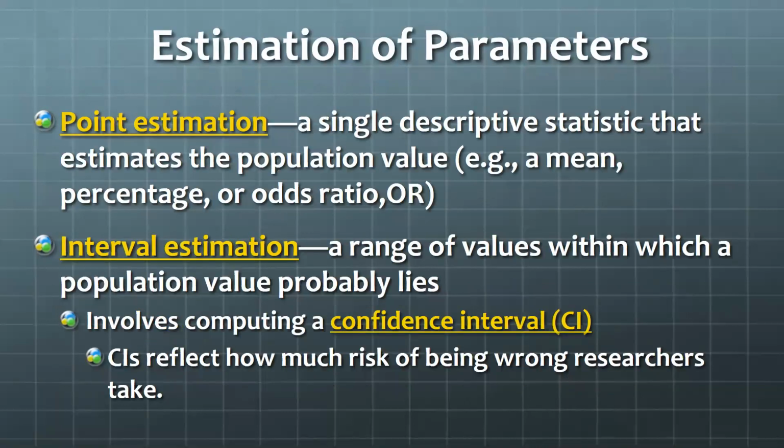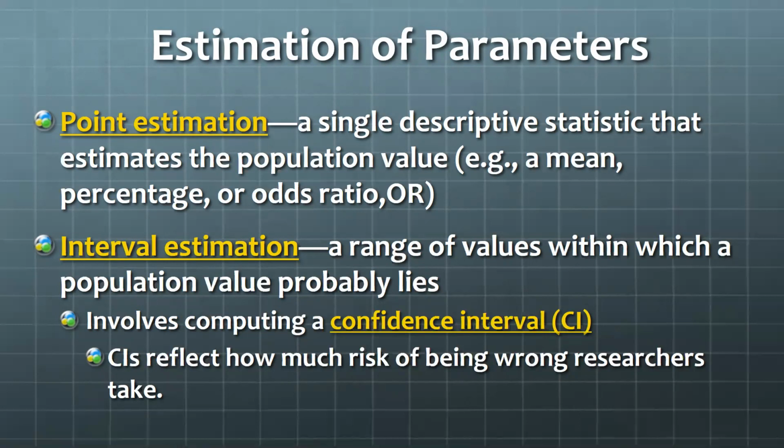So we estimate using a point estimation. It's a descriptive statistic that estimates the population value. We're going to talk about this in the next presentation more. This is the odds ratio, also abbreviated OR, and we could use means and percentages. These are all estimation parameters that we use because we cannot sample an entire population.